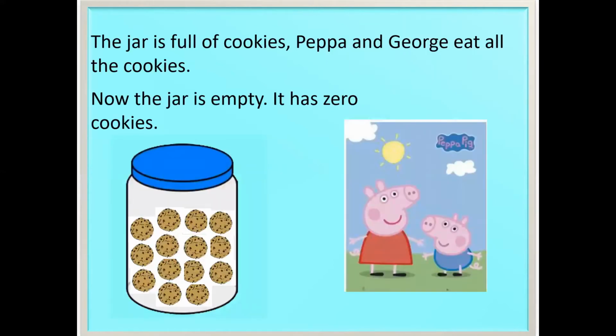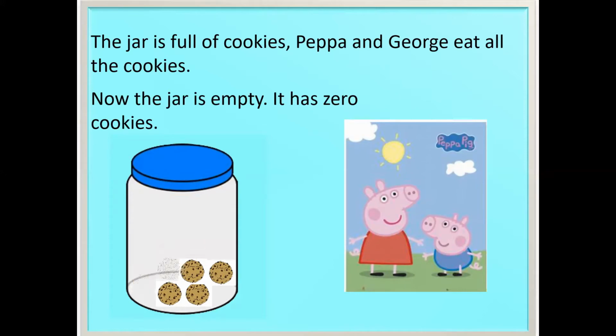How do we understand zero? The jar is full of cookies. Peppa and George eat all the cookies, one by one. Now the jar is empty. It has zero cookies, which means there are no cookies in the jar.